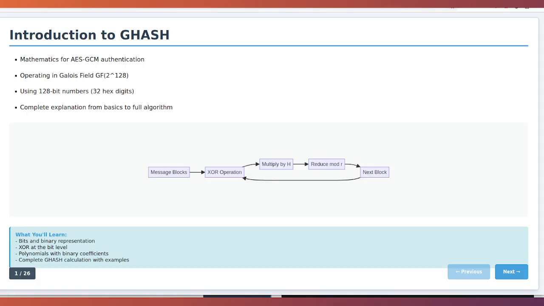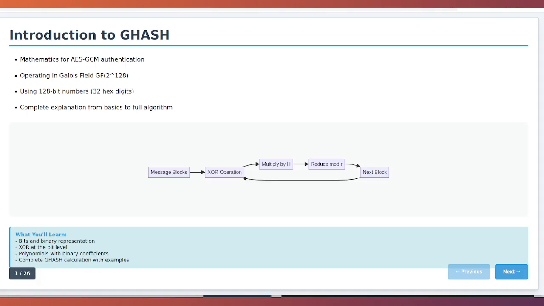In this presentation, we will work with the actual mathematics used in GHASH for AES-GCM. This means working in the Galois Field GF of 2 to the 128th power, using 128-bit numbers and the correct irreducible polynomial. We will start from the absolute basics, explaining what bits are, what XOR means at the bit level, and what polynomials are. Then we will build up to the full GHASH algorithm with complete examples.